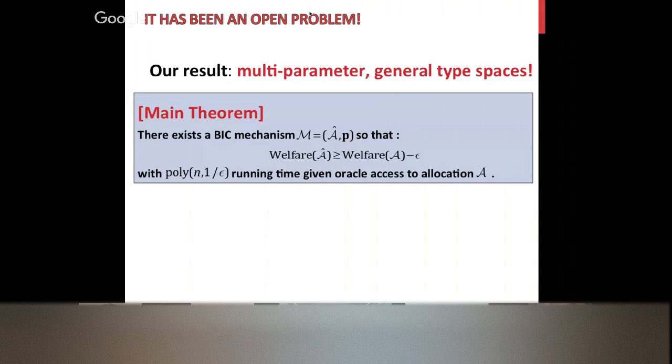Remember, it's a Bayesian world, right? Types of the bidders are drawn from known distributions. Now we can measure a black box allocation algorithm by just drawing types from that distribution and then taking expectation, measuring the welfare and then taking expectation. It's called expected welfare.